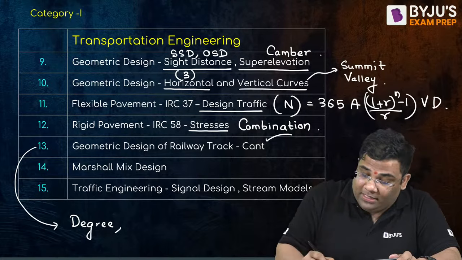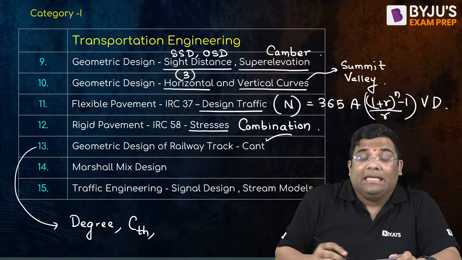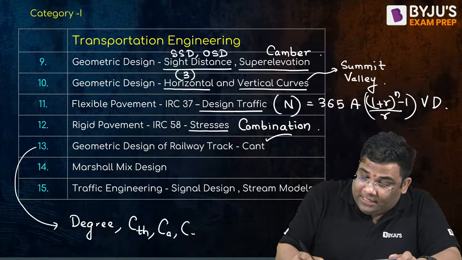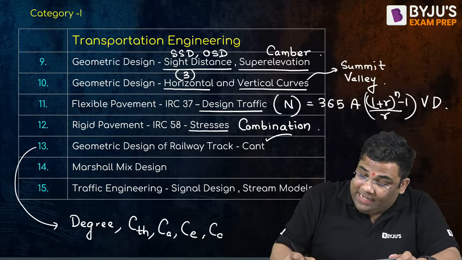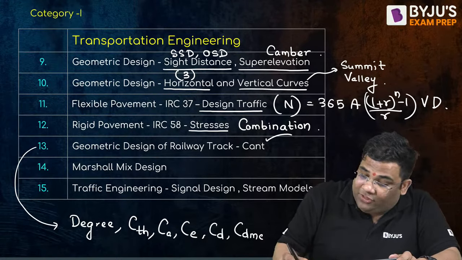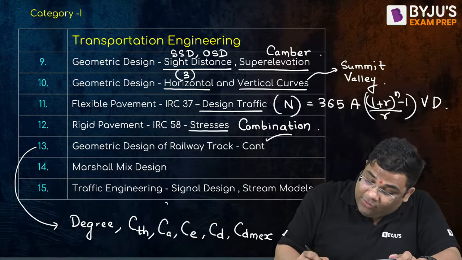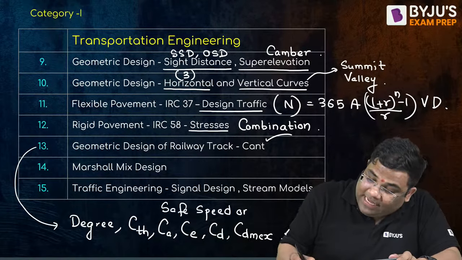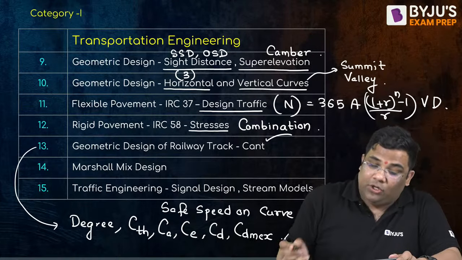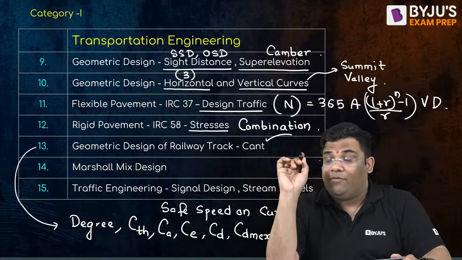Then you should cover the theoretical cant, right? Then the actual cant, the equilibrium cant, then the cant efficiency, maximum cant efficiency. Yes. And then your shape, speed and curve, right? So all these things will be included in your geometric design of railway track, cant.